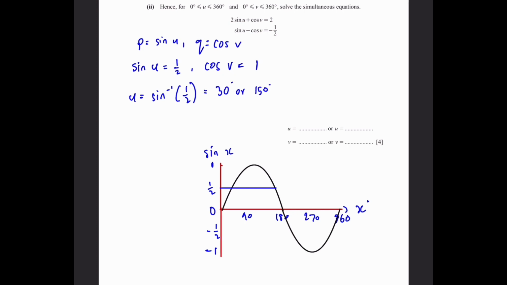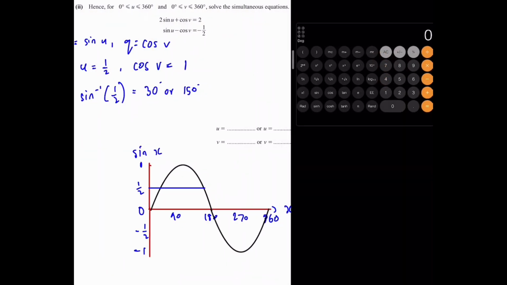Because, let's take a calculator out for explanation. When we take sine of 30, we get 0.5, half. When we take sine of 150, we get 0.5, also half. So this graph basically represents how you find a sine inverse as well, not just a sine. So these values are the answers of sine inverse of half.